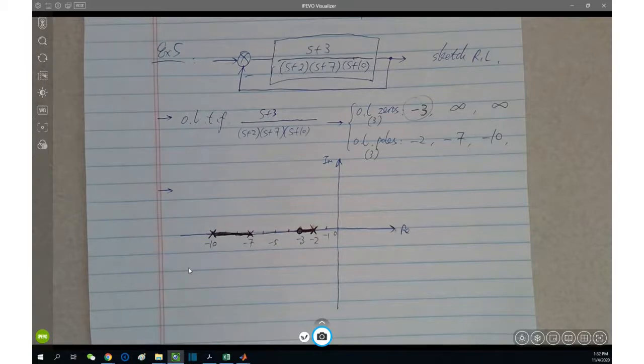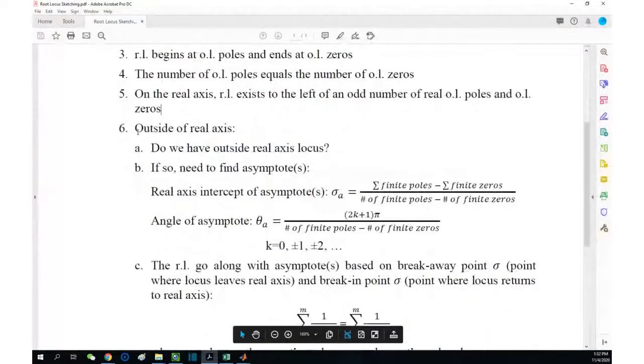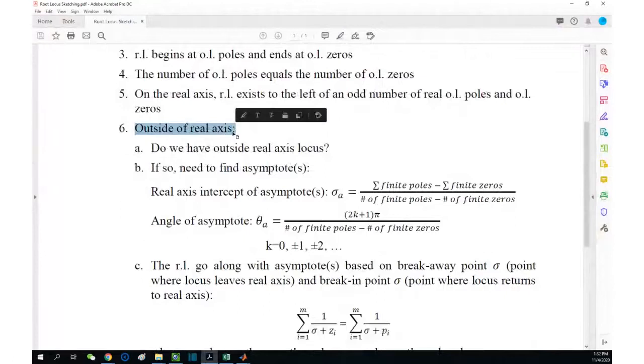Any questions? How we did this? All right, if this is fine, then we go ahead and step into step 6.